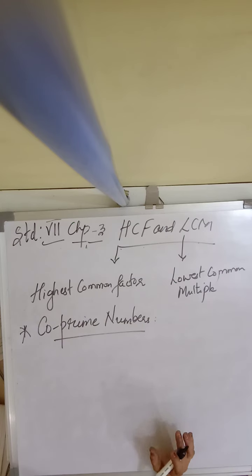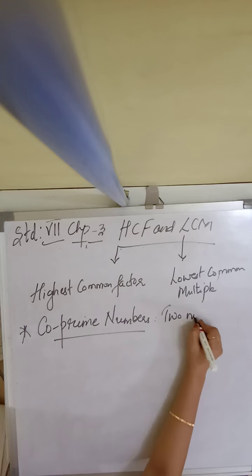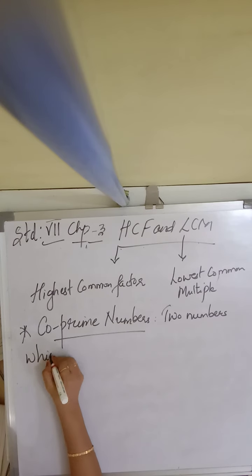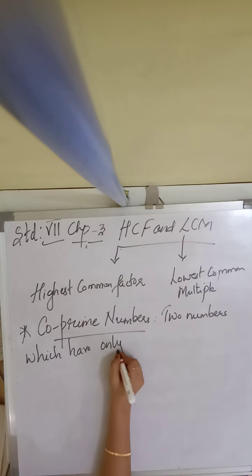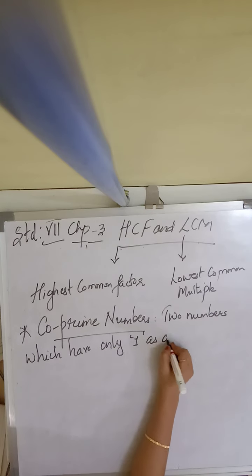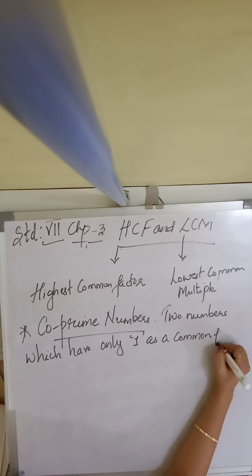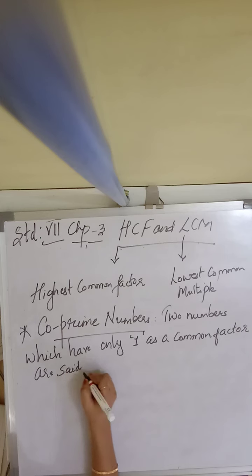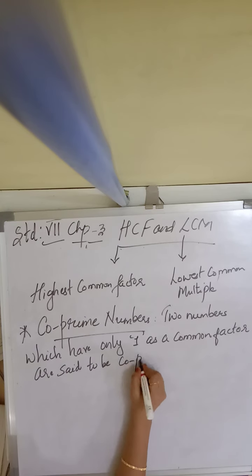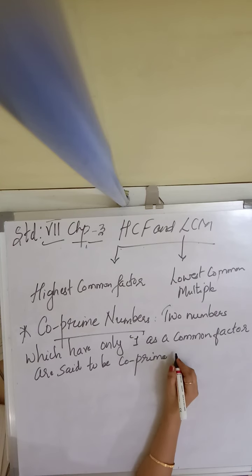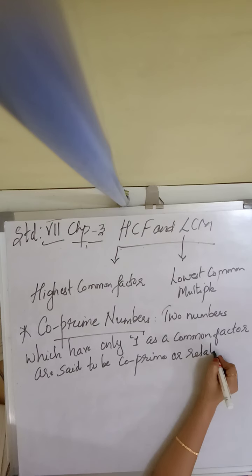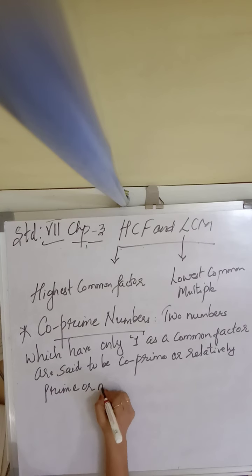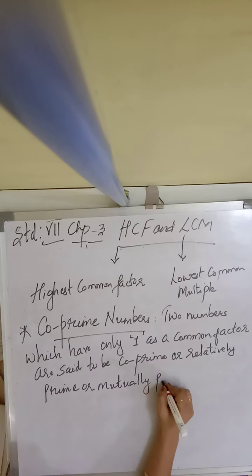Two numbers which have only 1 as a common factor are said to be co-prime, or relatively prime, or mutually prime numbers.